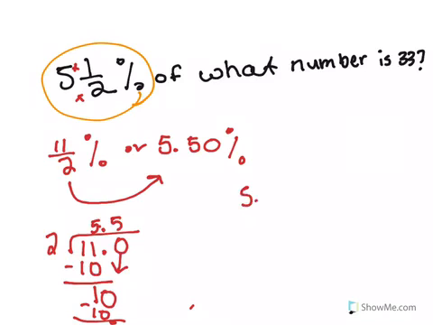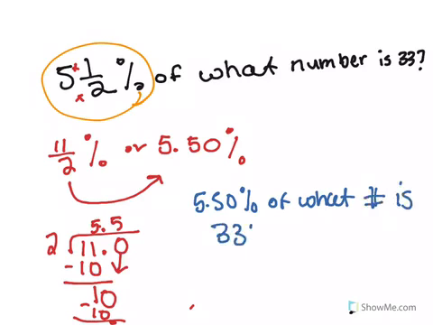Let's use a different color. So now we have 5.50% of what number is 33. So then we're going to write it just as we see it. The first thing you see is 5.50%. Of means multiplication. What number is what you do not know. Is means equal sign, 33.